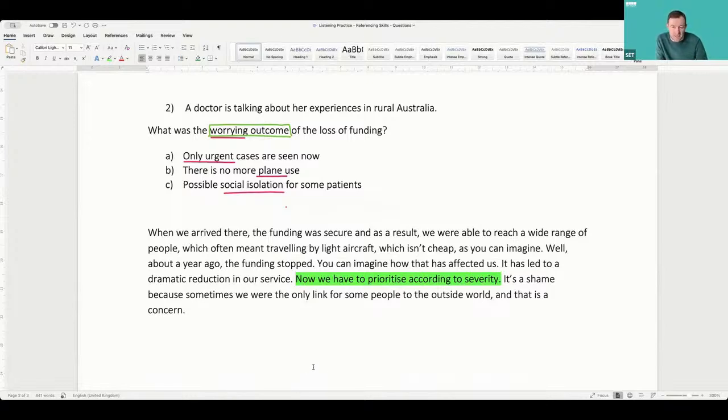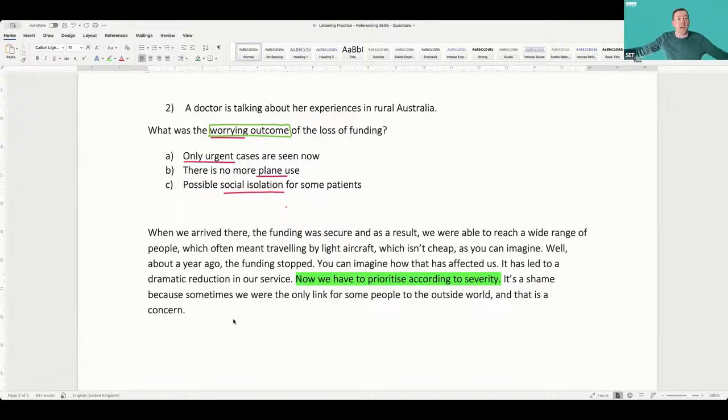Prioritizing according to severity means whatever is the most severe that day or at that moment needs to be seen. Now, do you think that there is always an urgent case in rural Australia in this situation? No. That's what you've got to ask yourself. It doesn't say that we can only go to urgent cases. It says that whatever is out there, we have to prioritize according to severity.